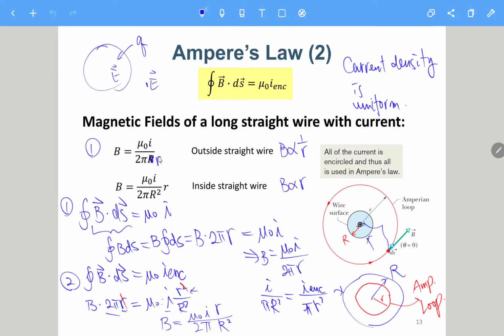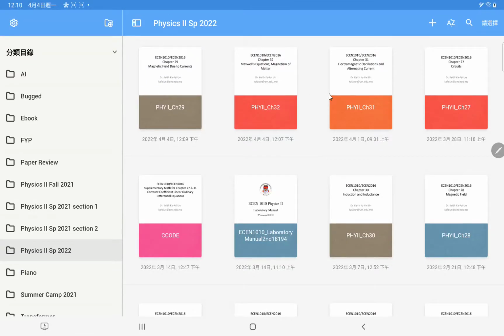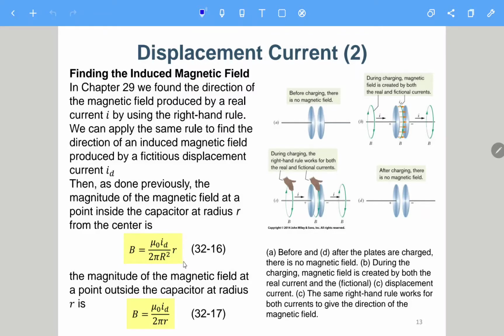Actually, here we already derived this equation. When you have a wire with a static current going out of the page, it will generate a B field. The B field inside the wire satisfies this one. It is proportional to the radius, and outside the wire, it is inversely proportional to r. But here, the only difference is that we replace the current with the displacement current.